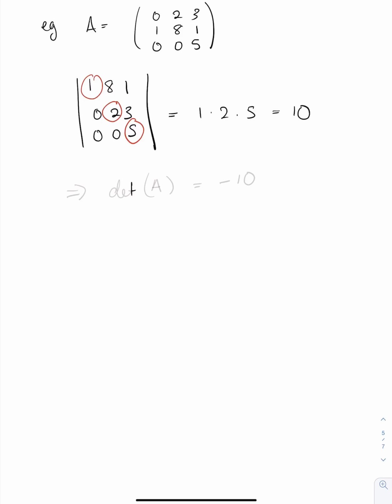We'll notice that this new matrix is obtained from A by simply exchanging two rows, as in it's been multiplied by an elementary matrix of type 1. We know what this does. This negates the determinant. So we can conclude from this that the determinant of A is equal to negative 10.